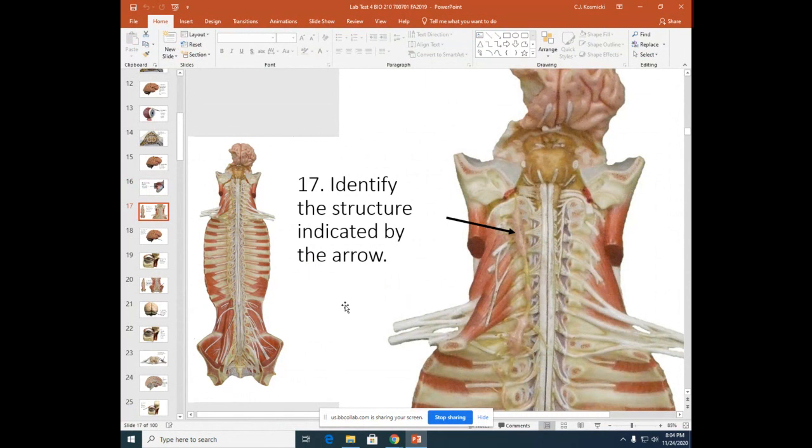All right, here we go. Identify the structure indicated by the arrow. Okay. So again, look at the big model here, and then we'll zoom in so you can see where you're at, okay? Identify the structure indicated by the arrow. What are you folks thinking? Yes, that is the superior cervical ganglion, okay?